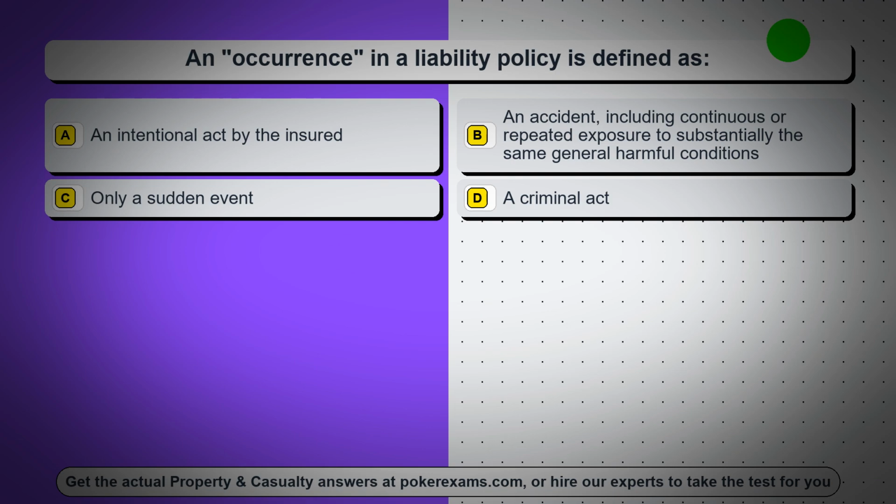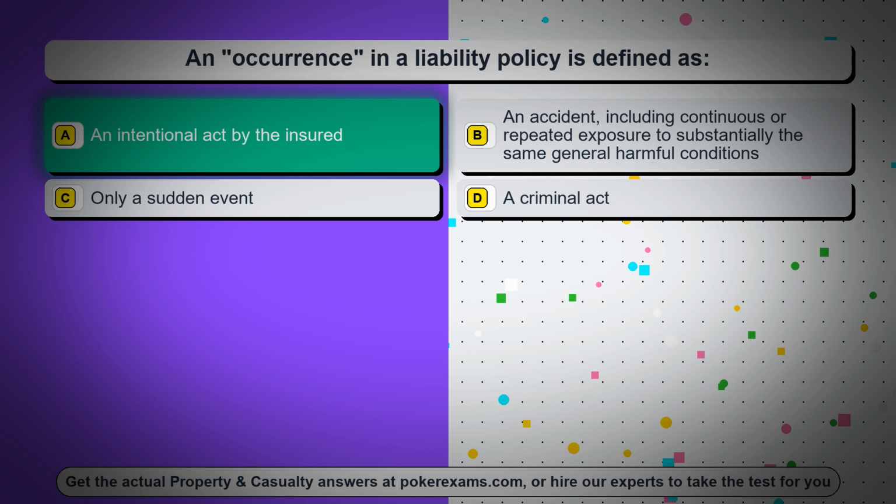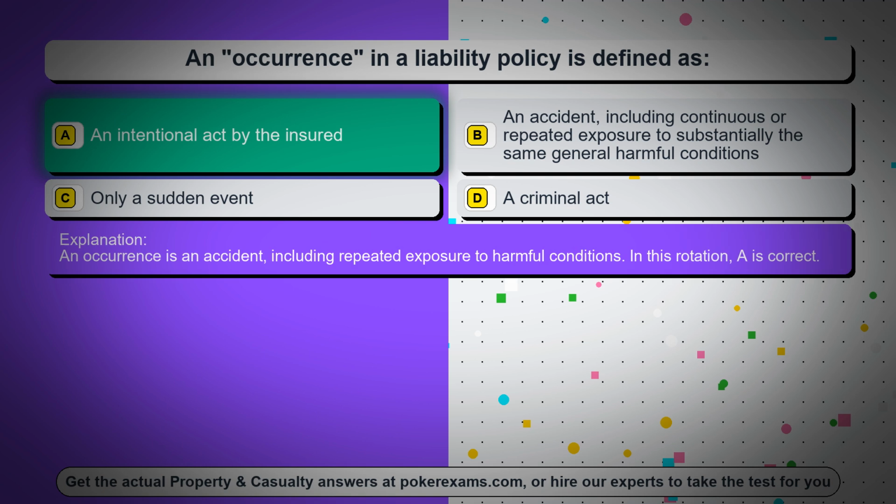Question 32. An occurrence in a liability policy is defined as: Option A. An intentional act by the insured. Option B. An accident, including continuous or repeated exposure to substantially the same general harmful conditions. Option C. Only a sudden event. Option D. A criminal act. The correct answer is option A. An intentional act by the insured. An occurrence is an accident, including repeated exposure to harmful conditions. In this rotation, A is correct.